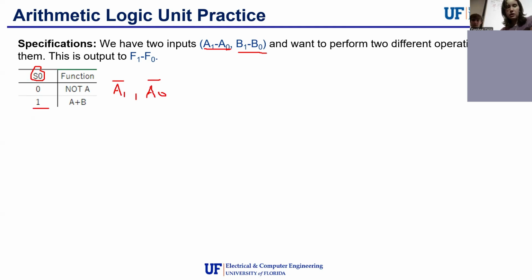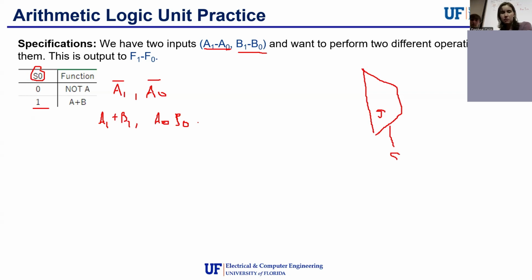And then if it's 1, then we want to do A1 or B1 and A0 or B0. And so the way this works is we want to be able to select which function we're doing, right? So we probably want to use a multiplexer. Let me draw that out. We only have one select bit. If you wanted to do more operations, you'd have more than one select bit. So this is S, and then S0 goes into it. And then going into this multiplexer, we have two inputs because this is a one select bit mux. And we have our output.